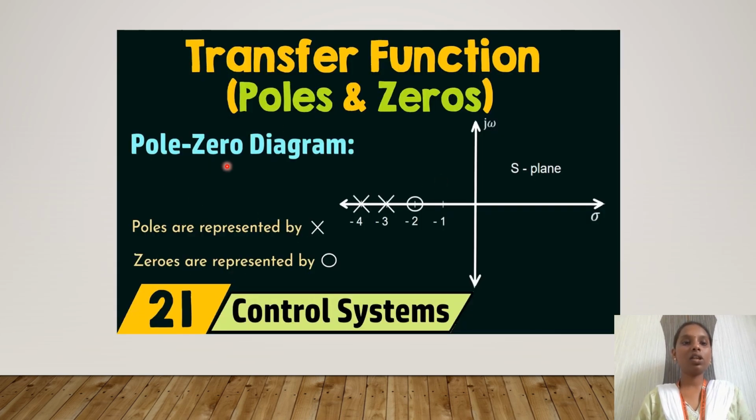Next, transfer function. So there is a clear representation. Poles are indicated by the cross and zeros are represented by the 0. So here minus 2 is the zero, and the remaining minus 4 and minus 3 are the poles in the S plane. Next, on the x-axis we can take the real axis, and on the y-axis we take j omega. This is the S plane of the transfer function. In the transfer function we can locate all of these.